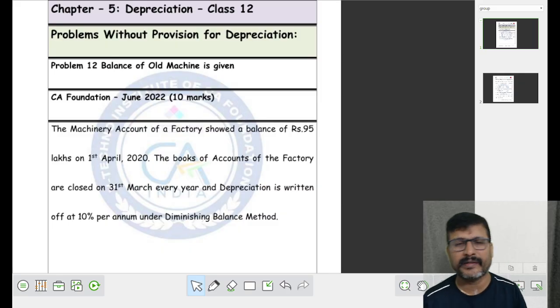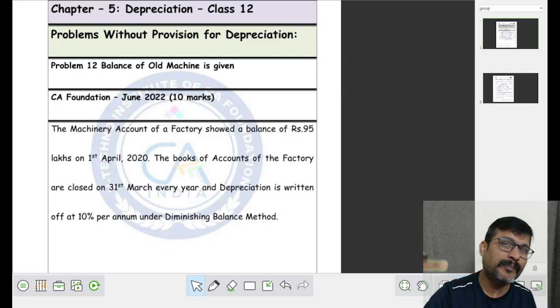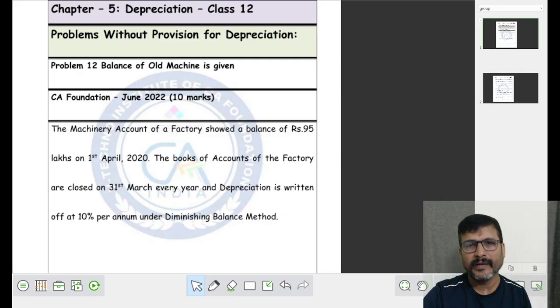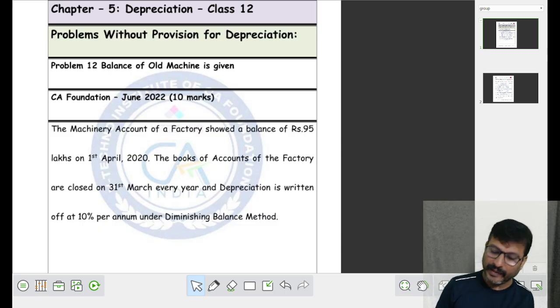Okay, my dear students. After this, we are going to the next concept of depreciation, that is depreciation with provision for depreciation, wherein the provision for depreciation is maintained. Fine. Shall I start, my dear students?